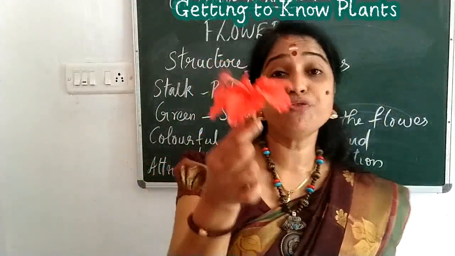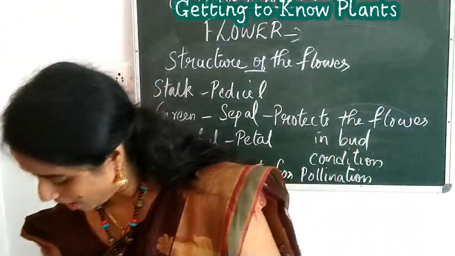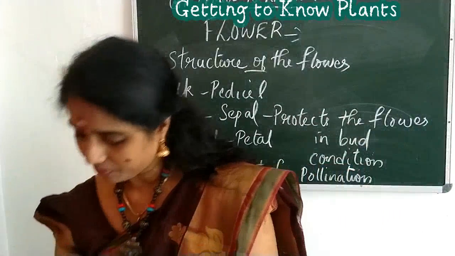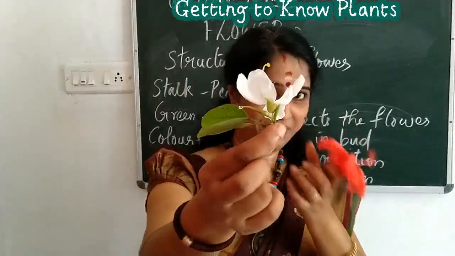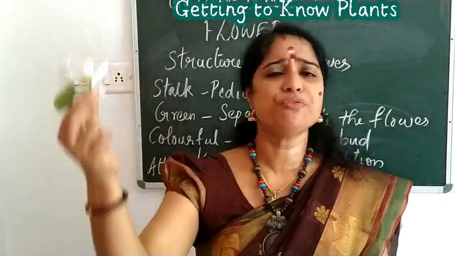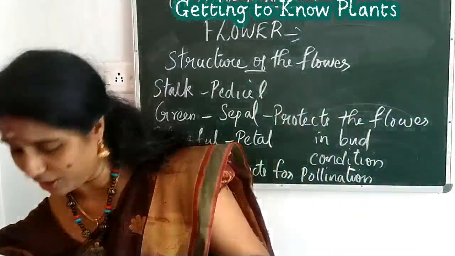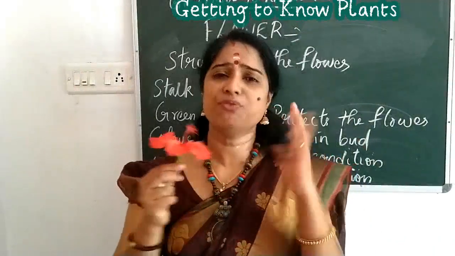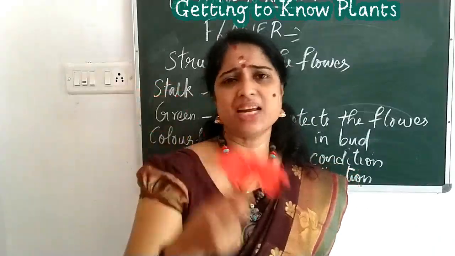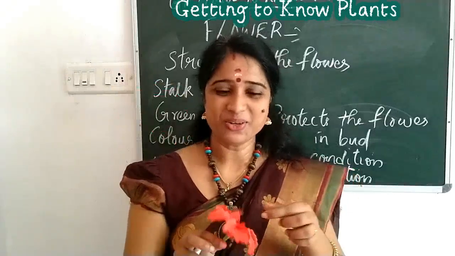By seeing the beautiful red color or white color, I will show you another. See? White flower. By seeing these beautiful flowers or beautiful colors only, the insects are attracted towards the flower. We are going to it.